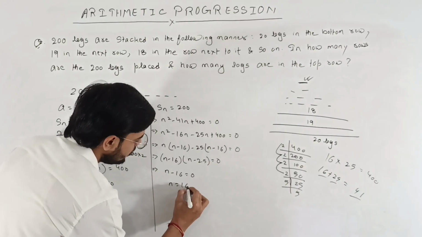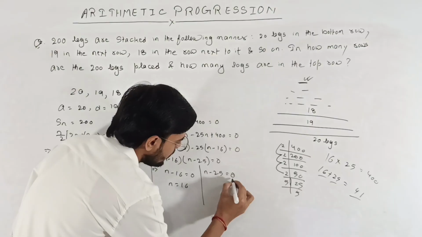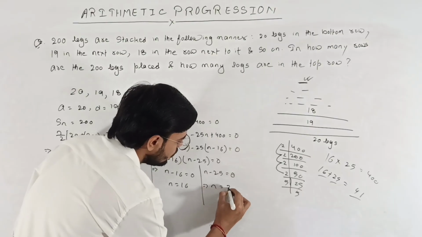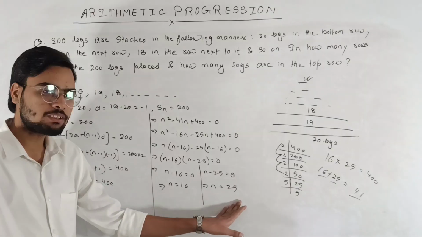So now from here we get two values of n. First is n is equal to 16. The second value is n minus 25 equal to 0, then from here again n is equal to 25. Now we have two values of n. First is 16, second is 25.